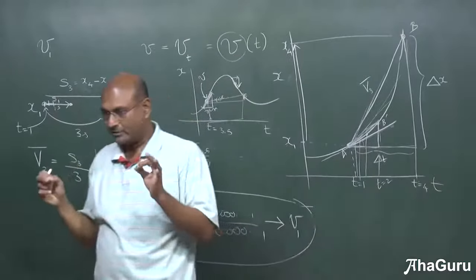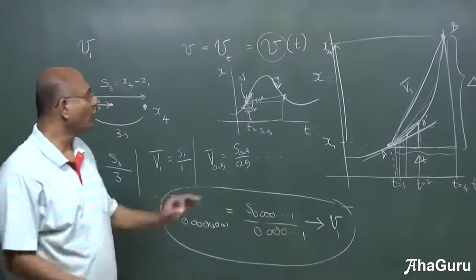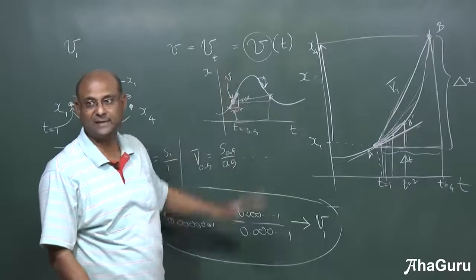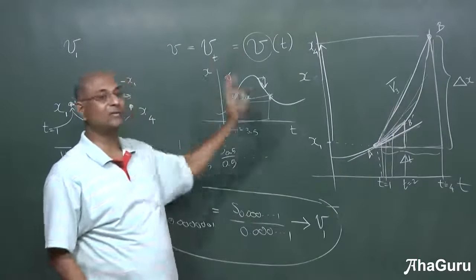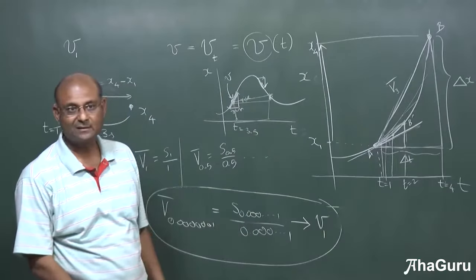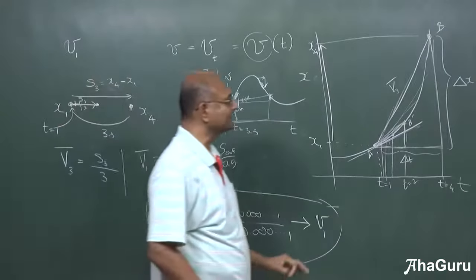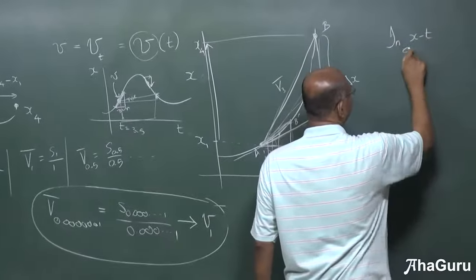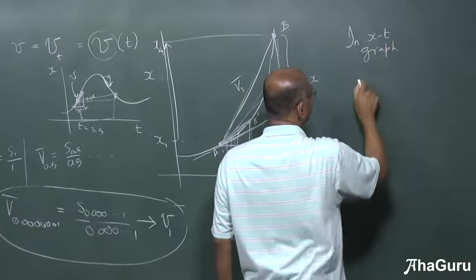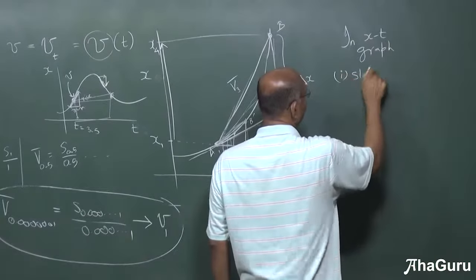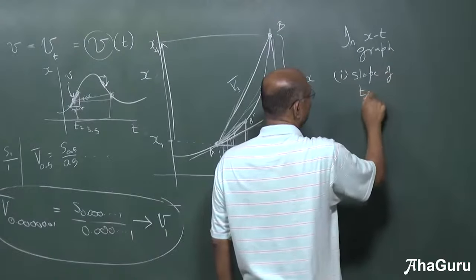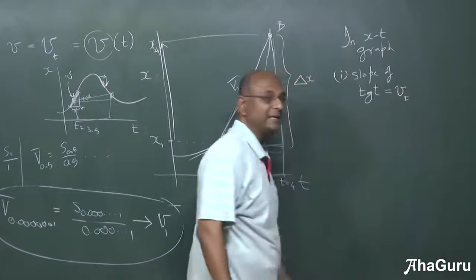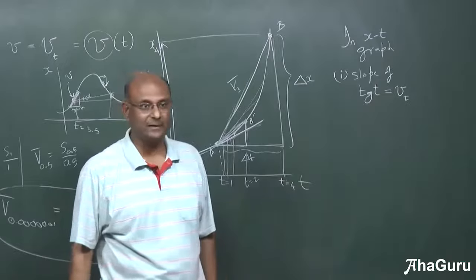First point I want you to enter into your heads completely. The slope of the xt graph, that slope of the tangent of the xt graph, gives us instantaneous velocity. So, in the xt graph, slope of tangent is equal to v at time t, instantaneous velocity at time t.